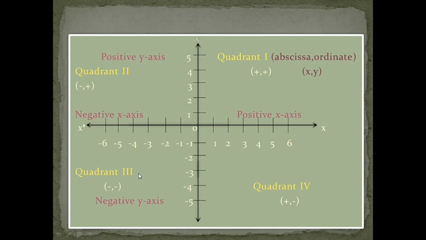Then in the third quadrant we will get x and y both as negative. Then in the fourth quadrant we will get x as positive and y as negative, as from the origin along x, positive numbers are given, and from the origin to the bottom on the y-axis all negative numbers are given. So this is how the 4 quadrants are divided.